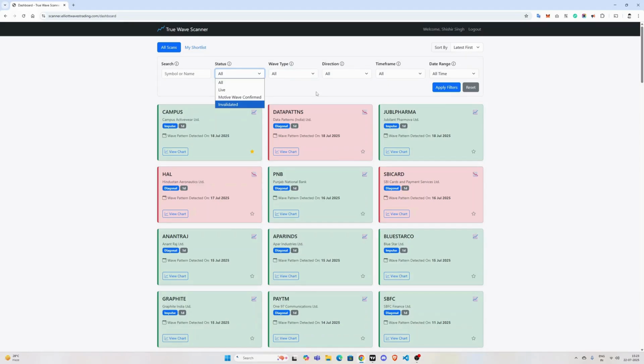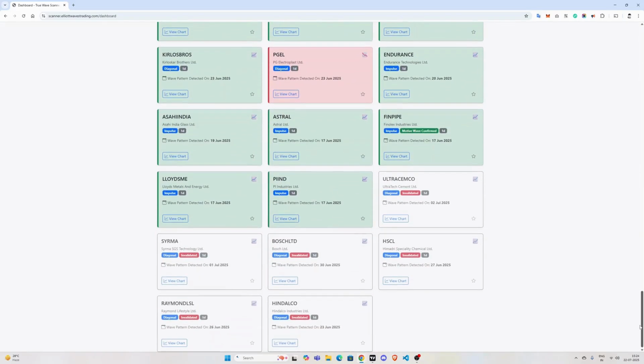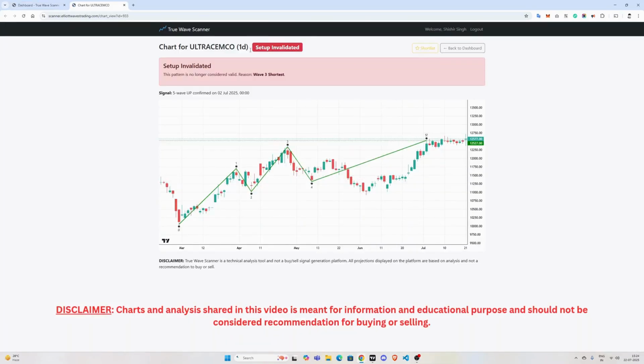So at any point of time, if our scanner finds that one of the identified patterns listed in your dashboard has invalidated any of the rules, then it will mark it as invalidated. And those invalidated setups you can see at the bottom, right? So for example, these setups have been invalidated, and if you go to these setups, you can see "setup invalidated" along with the reason.